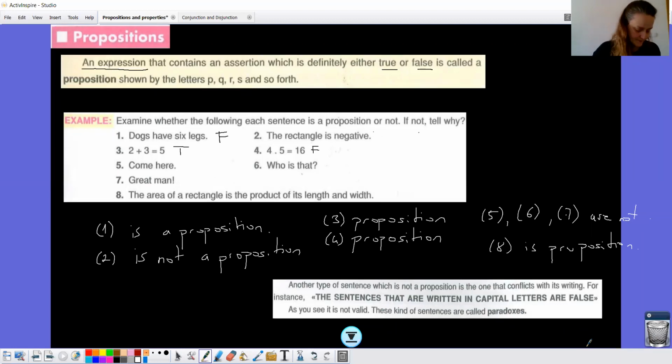Do we know paradox? You are saying something while you are saying the opposite. Look, it conflicts with its writing. Here in the sentence, you are saying that the sentences that are written in capital letters are false, but you are writing with capital letters. Did you understand what I mean? No, teacher. You haven't heard about the word paradox? We have heard, but we never.